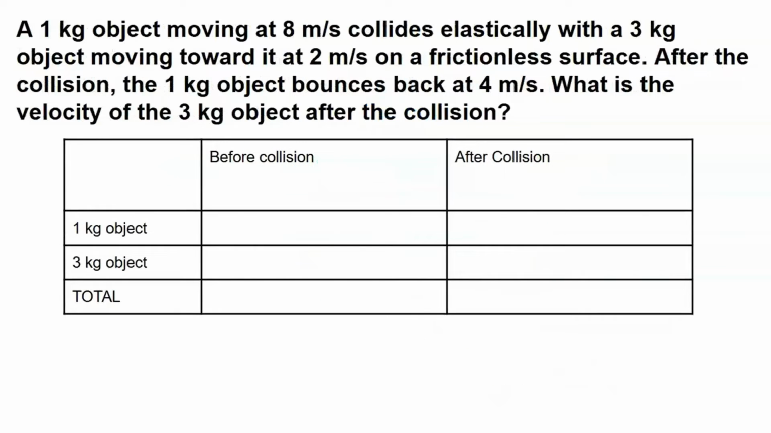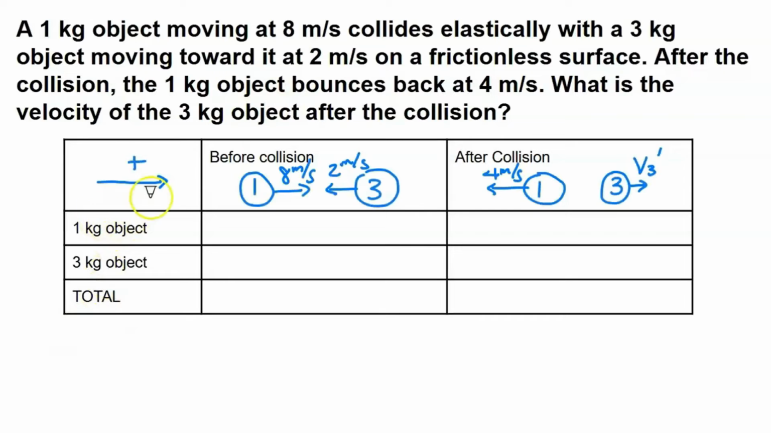Now let's take a look at a collision where the two objects bounce, an elastic collision. A 1 kilogram object moving at 8 meters per second collides elastically with a 3 kilogram object moving towards it at 2 meters per second on a frictionless surface. After the collision, the 1 kilogram object bounces back at 4 meters per second. What is the velocity of the 3 kilogram object after the collision?